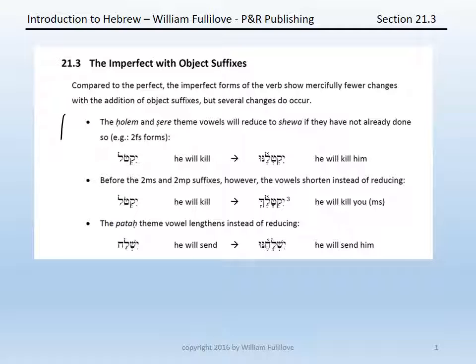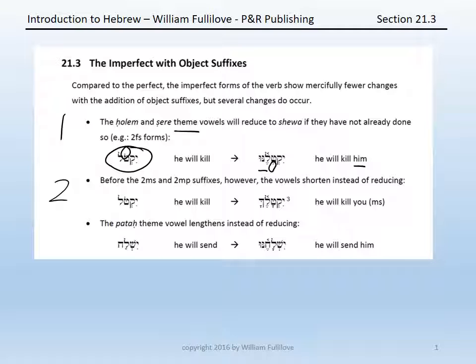First, the holum and sere theme vowels will reduce to a schwa if they've not already done so. Remember, the theme vowel is the second vowel in an imperfect form. So in the form yiktol, the holum, the O sound, is the theme vowel. With the addition of enu, him, the object suffix, you have yiktelenu. The schwa is a reduced vowel from the holum.